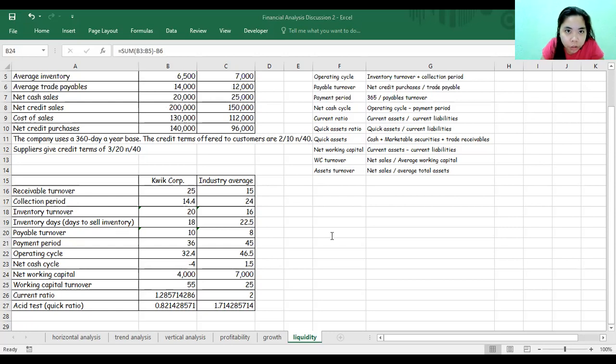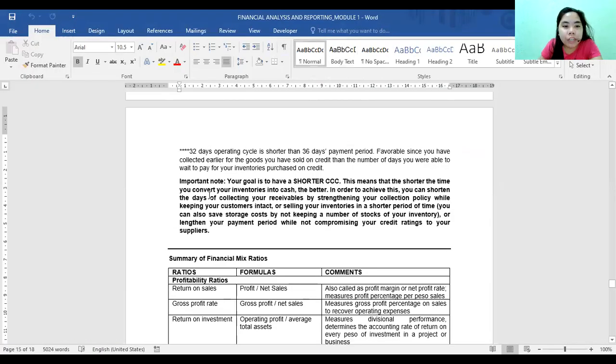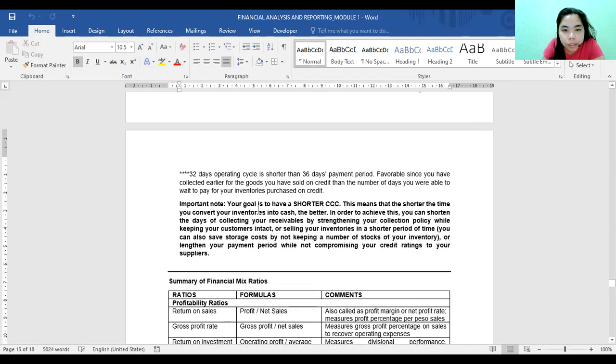So you have there your module class. Please refer. Okay, I have a note here. Your goal is to have a shorter CCC. This means that the shorter the time you convert your inventories into cash, the better. In order to achieve this, you can shorten the days of collecting your receivables by strengthening your collection policy while keeping your customers intact, or selling your inventories in a shorter period. You can also save storage costs by not keeping a number of stocks of your inventory. Lengthen your payment period while not compromising credit ratings to your suppliers.